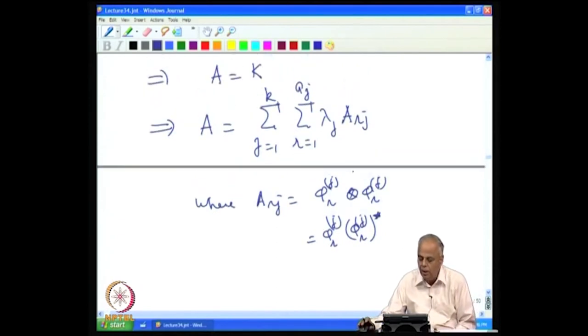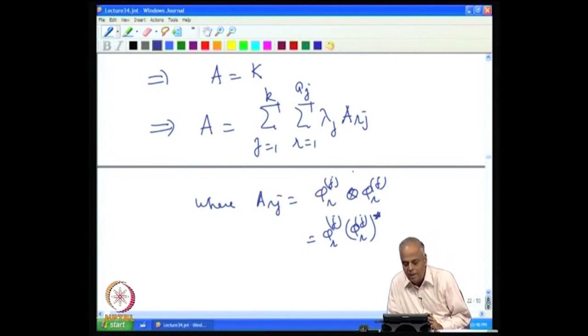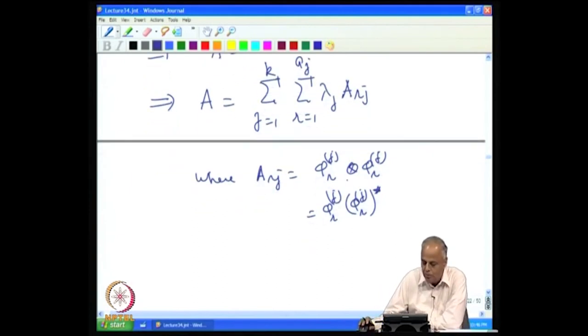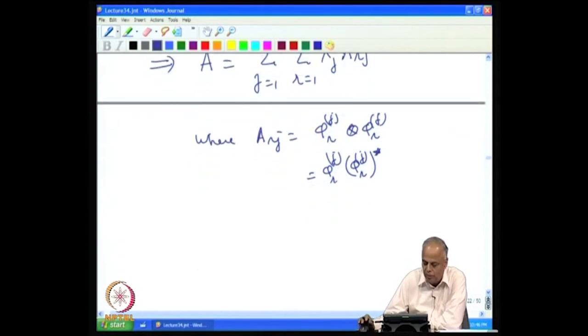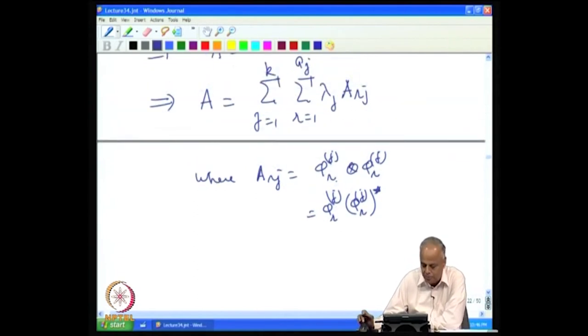So, now we see already we have some decomposition. We have decomposed the matrix A as the sum of a number of matrices lambda_j A_r^j. A_r^j is a matrix. So, we are looking at lambda_j A_r^j. So, thus we have a decomposition. Let us analyze this decomposition a little bit carefully by looking at each term. Okay. So, look at A_r^j.